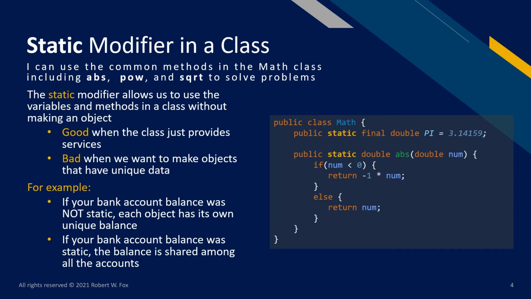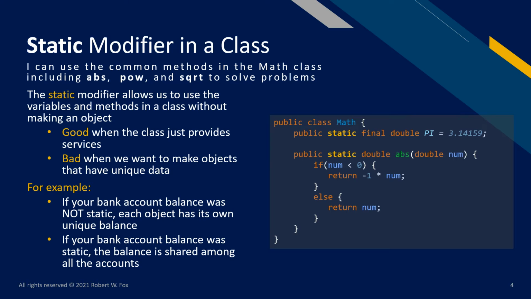We will unpack static in a lot more detail in a future unit, but for now, let's just talk about it in some broad terms. So again, the static modifier allows us to use the variables and methods in a class without making an object. And you can see this example of what the Math class might look like. There's a constant, that's what final does, right? There's a constant PI, and notice it is declared as static. Here's a method, absolute value, that takes the absolute value of a number, and it is also declared as static. And simply put, that means that I can call on this constant or method without making an object.